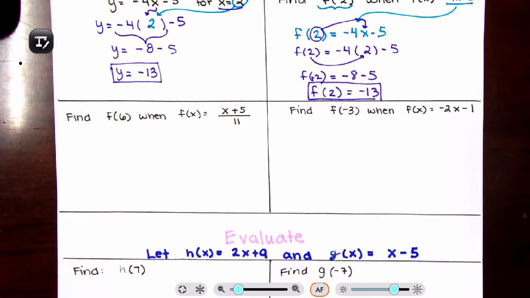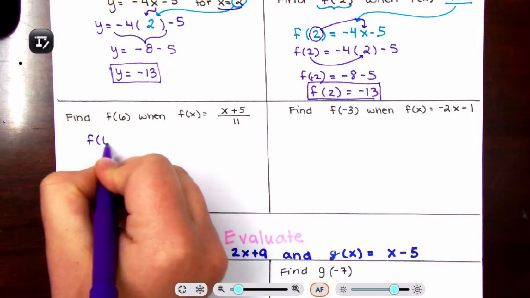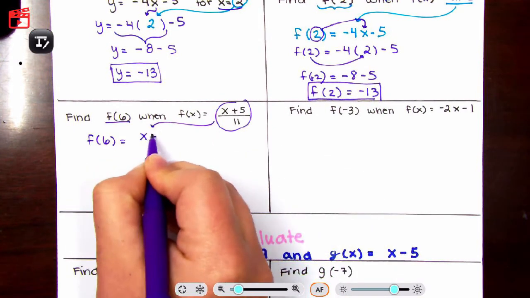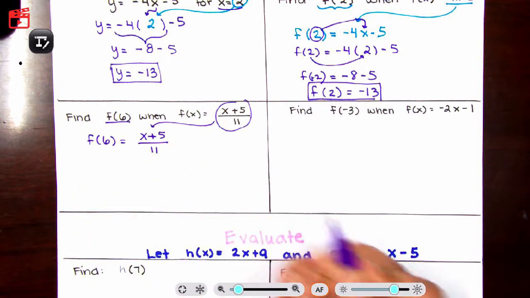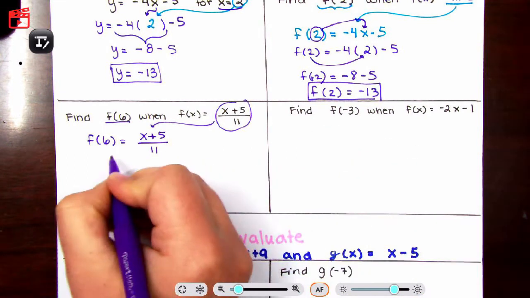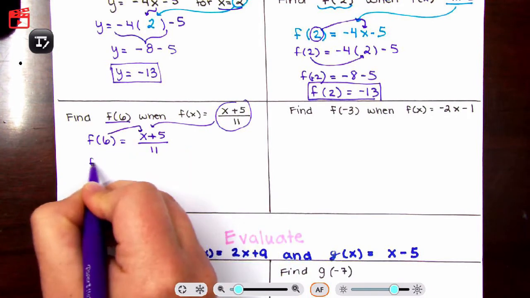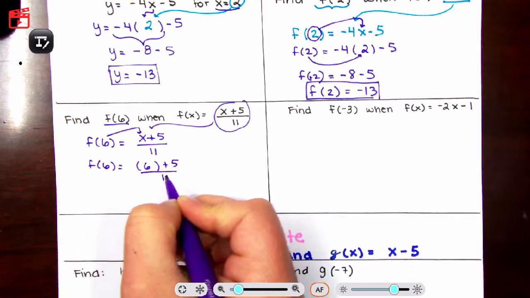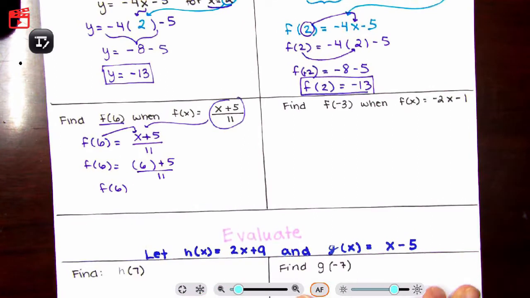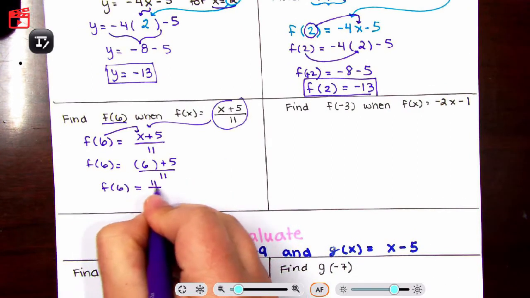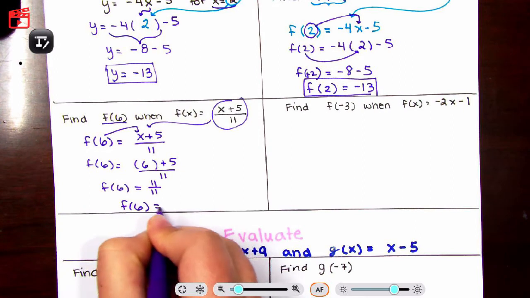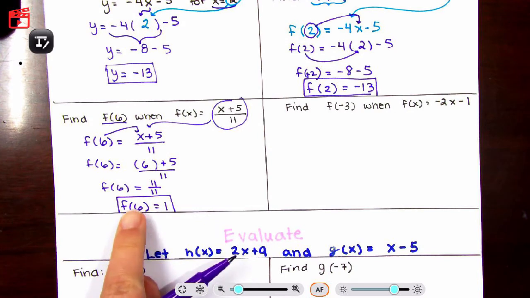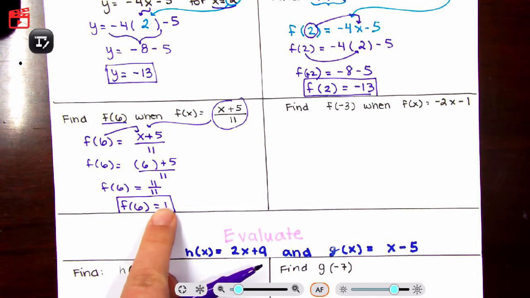Let's try that one more time. f of 6 is equal to, we're going to copy, x plus 5 divided by 11. Here we have 6, so I'm going to replace x with 6. f of 6 is equal to 6 plus 5 divided by 11. 6 plus 5 is 11. So f of 6 is equal to 1. The function evaluated at 6. So when x is 6, my answer is 1.